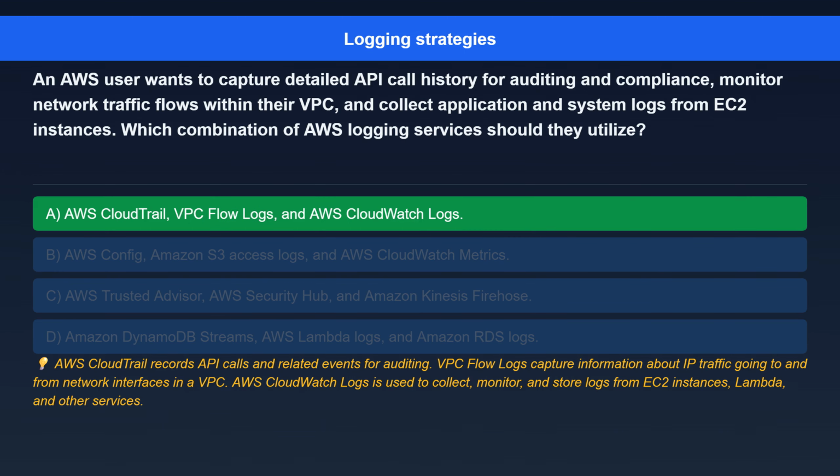The correct answer is AWS CloudTrail, VPC Flow Logs, and AWS CloudWatch Logs. Here's the explanation. AWS CloudTrail records API calls and related events for auditing. VPC Flow Logs capture information about IP traffic going to and from network interfaces in a VPC. AWS CloudWatch Logs is used to collect, monitor, and store logs from EC2 instances, Lambda, and other services.